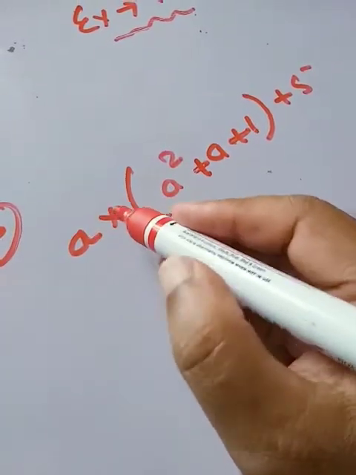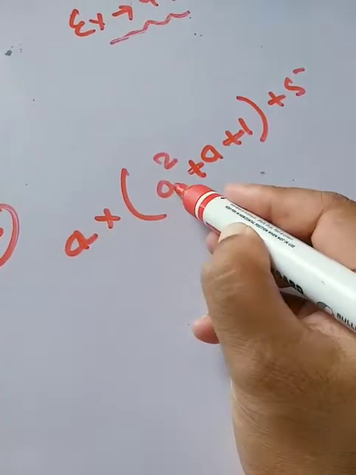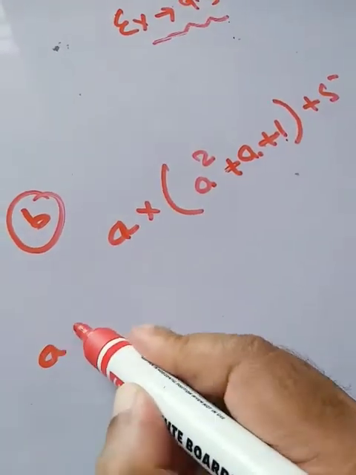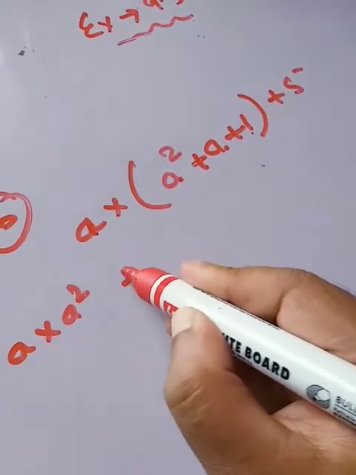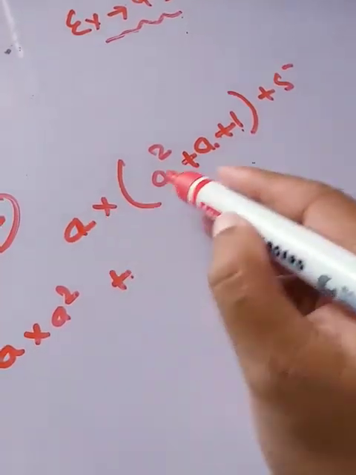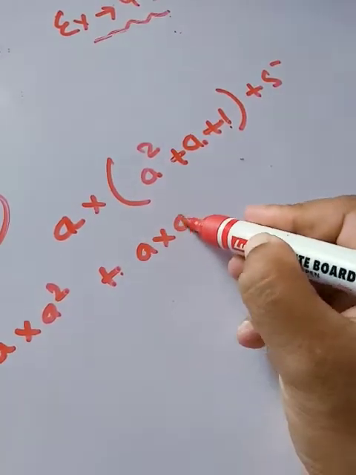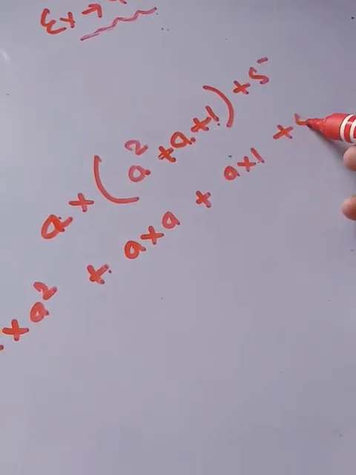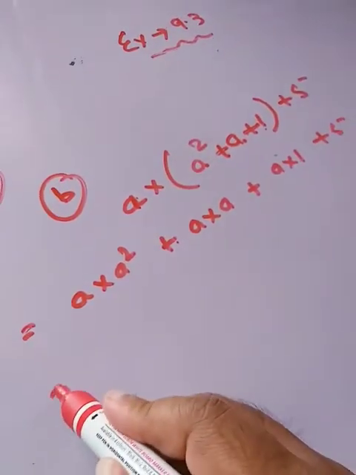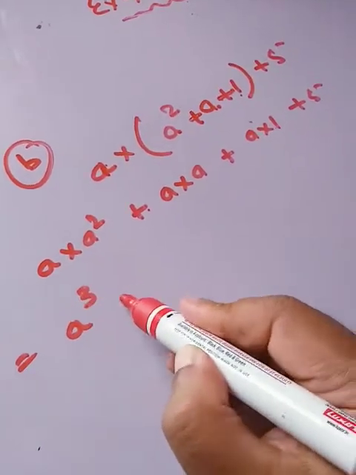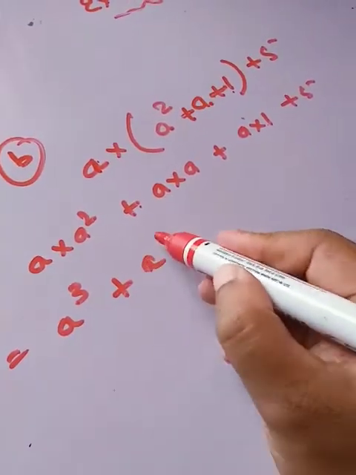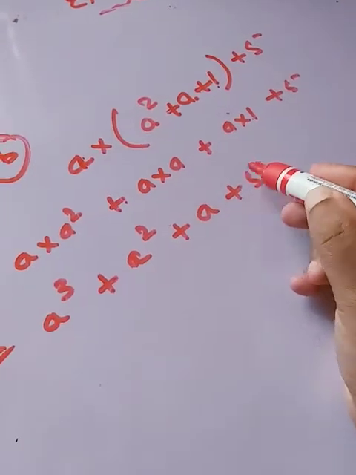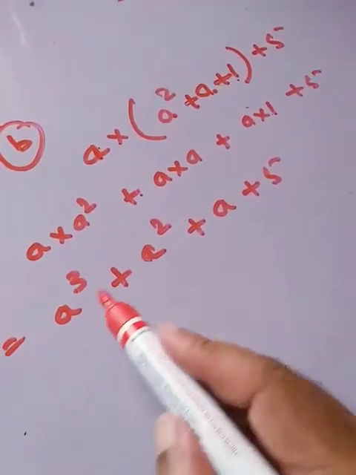So what do we have to do? We have to multiply this with this, this with this, and again A with 1. So we have to write it down. A into A square, plus A into A, plus A into 1, plus 5. So A into A square is A cube. A into A is A square. A into 1 is A. Plus 5. So can we add anything? No, because there is no like term.